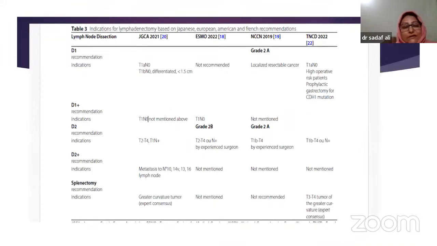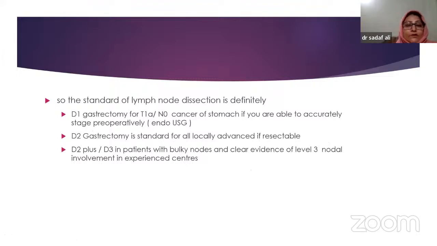So there's a consensus now by almost all guidelines. If you see the French, the NCCN, the ESMO, and the Japanese, all those patients who are advanced will require a D2 gastrectomy, and those who are early would require an endoscopic or a D1 gastrectomy. But the Japanese still prefer a splenectomy to be added in the greater curvature tumor, and the French add it when it is a T3 or T4 tumor.